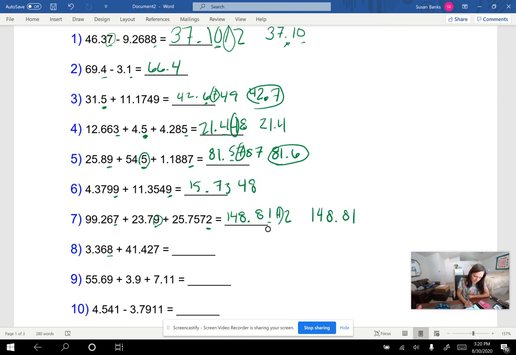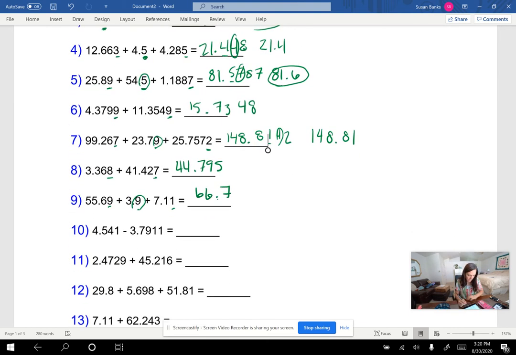Okay? Once again, thousandths and thousandths. So we can keep all of our digits here. So 3.368 plus 41.427. We will get 44.795. Okay, number 9, hundredths, tenths, hundredths. So we're stuck at the tenths here. So 55.69 plus 3.9 plus 7.11. We will get 66.7. It actually rounds out, that 0 rounds out.